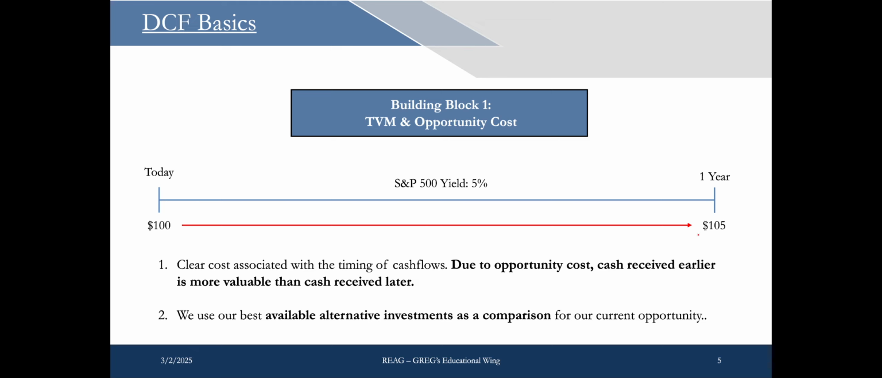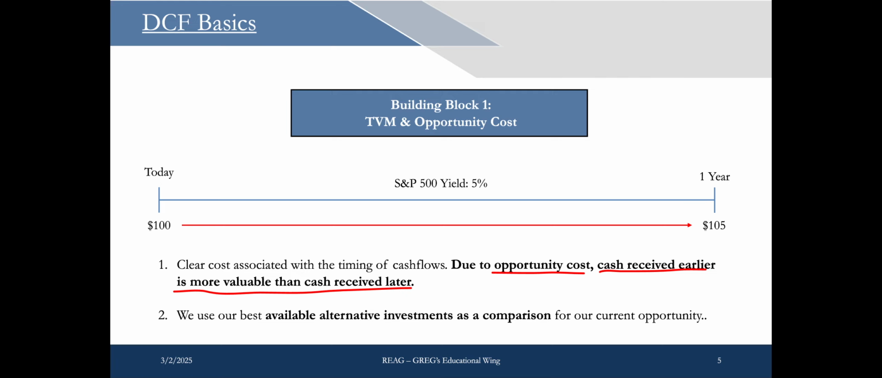Let's say we received it a year from now. We're not getting anything extra, just $100, and we lost out on the $5. So there's a clear opportunity cost associated with the timing of cash flows. Cash received earlier is more valuable than cash received later. The second concept is that when we're comparing our investments, we're looking at an alternative set. We're looking at all of the opportunities available to us. We're going to compare them across time and see which one is best and most valuable to us.